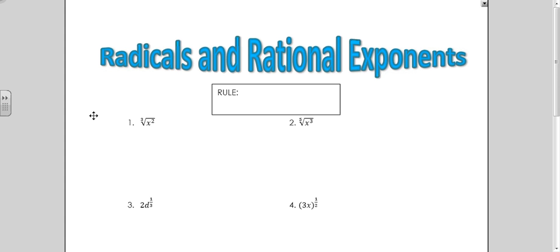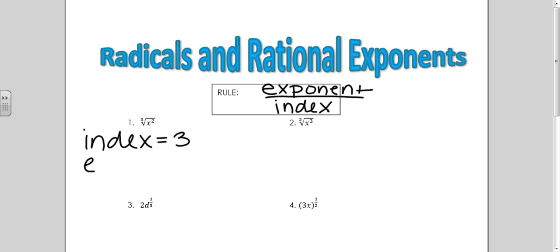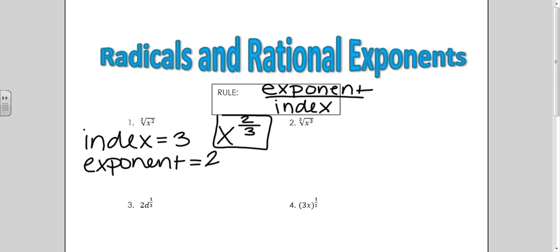Taking a radical and making it a rational exponent and vice versa, there's a rule that you need to understand. And it's exponent over index. So in number 1, our index is 3, and our exponent is 2. So when we change it to rational exponent form, we have x to the exponent, which is 2, divided by our index, which is 3. So our answer is x to the 2/3.